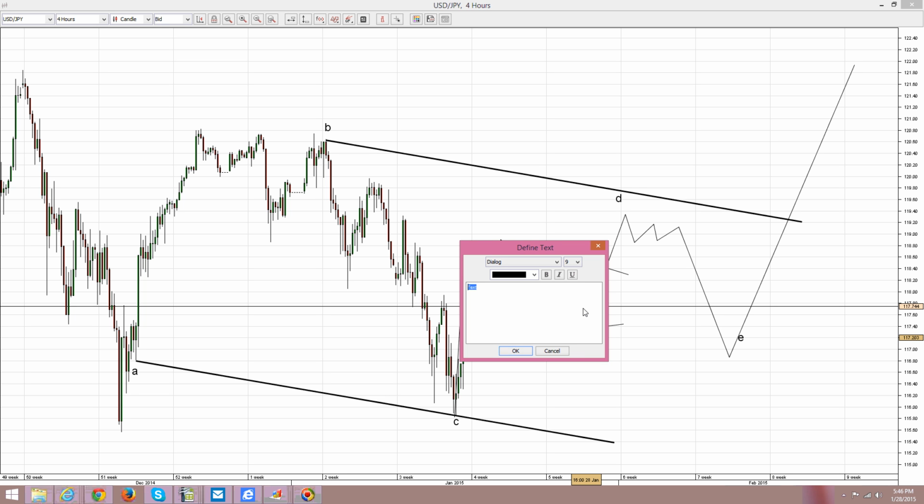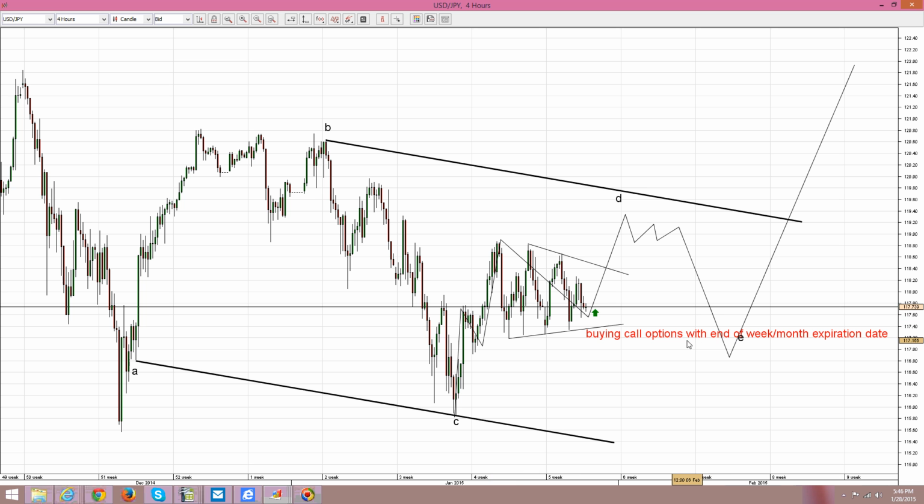So I am buying call options with end of week or month expiration date based on a triangle that is supposed to make another leg higher according to this analysis. It remains to be seen if the market will confirm the move.